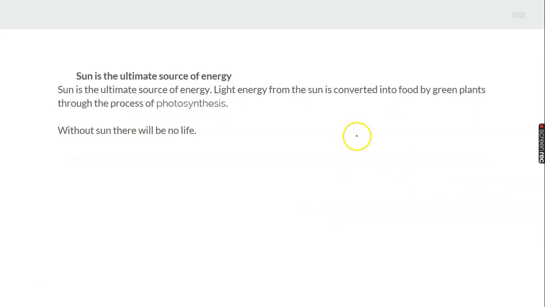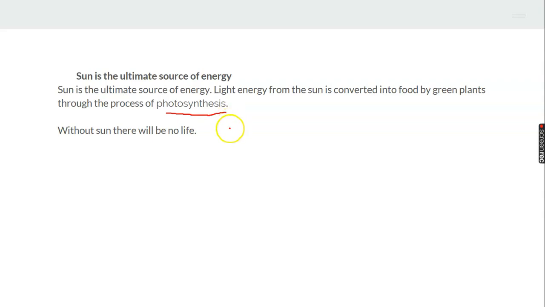We now move to the subheading which says the sun is the ultimate source of energy. Why do we call the sun the ultimate source of energy? Because it's very, very important. Without the sun, there won't be life, just like I explained earlier on. Light energy from the sun is converted into food by green plants through the process called photosynthesis.